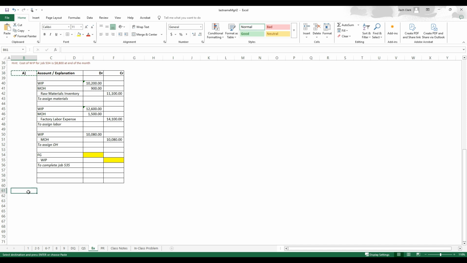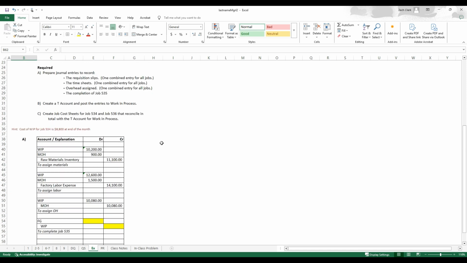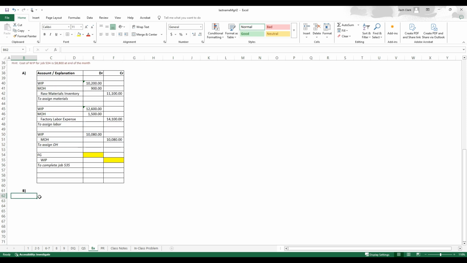Okay, so that's most of problem part A. So let's get into part B. Part B asks us to create a T account and post the entries to work in process. I'm going to do it right here just because these two columns are relatively the same size, so just for the sake of making it a little cleaner, I'm going to merge and center. MOH. So this is, we want WIP.